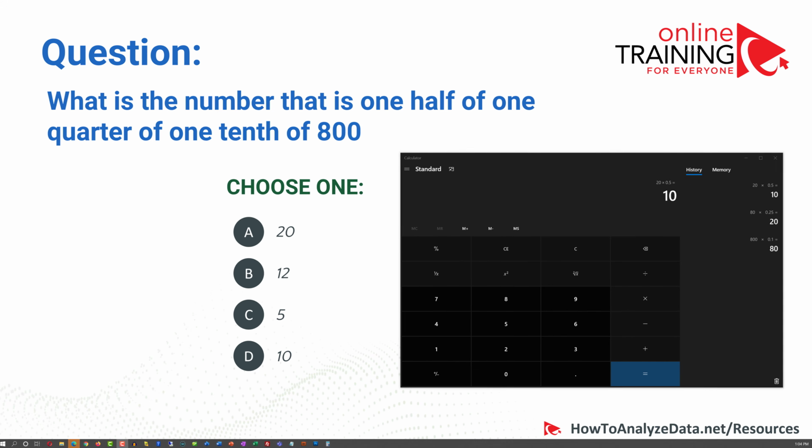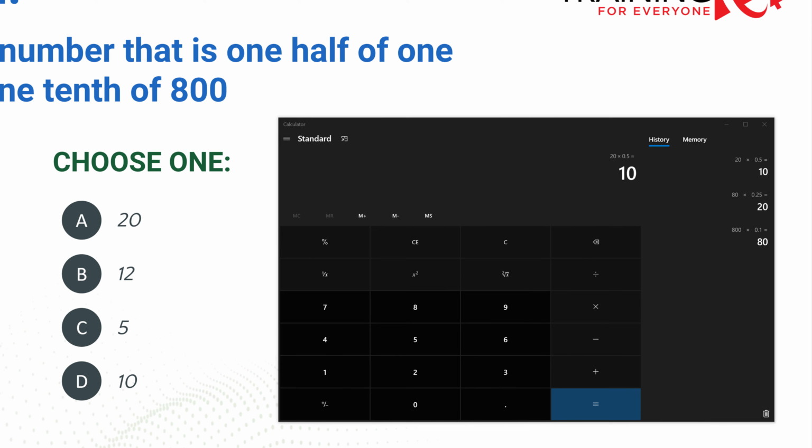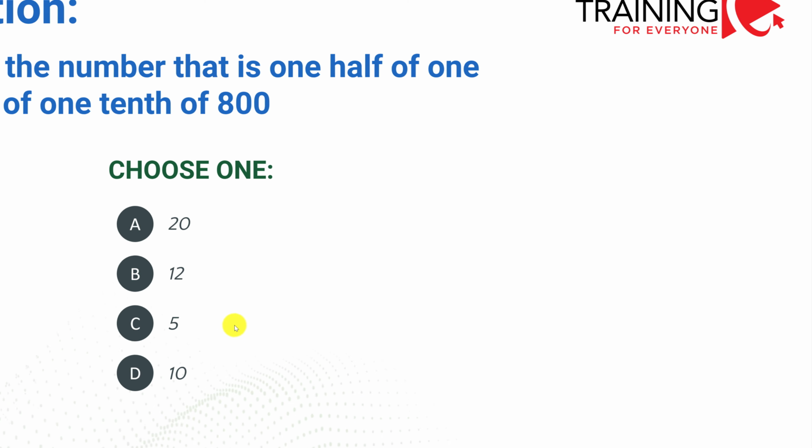To answer this question, you need to do operations in reverse. So 1/10 of 800 is 80, and then 1/4 of 80 is 20, and 1/2 of 20 is 10. So the correct answer is D, 10.